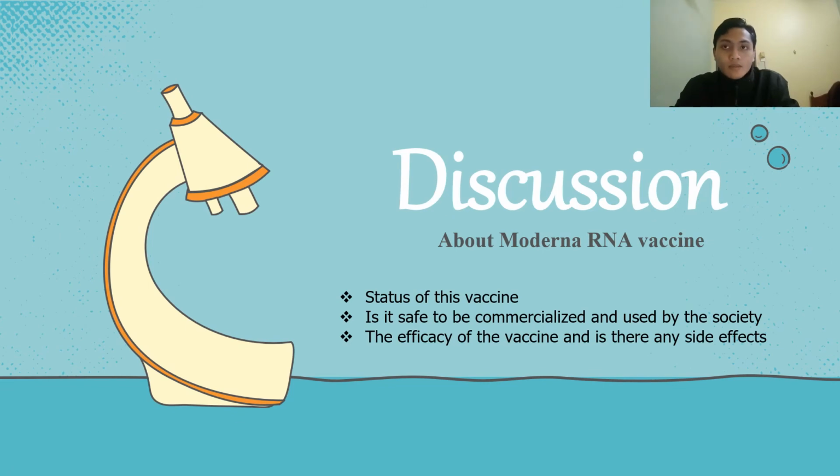Hello, and my name is Muhammad Ziyad bin Ismail with matrix number A167628. Now we'll present the discussion regarding our topic about our vaccine producer, which is Moderna, using the RNA that comes from the glycoprotein, the spike protein, of the coronavirus itself.